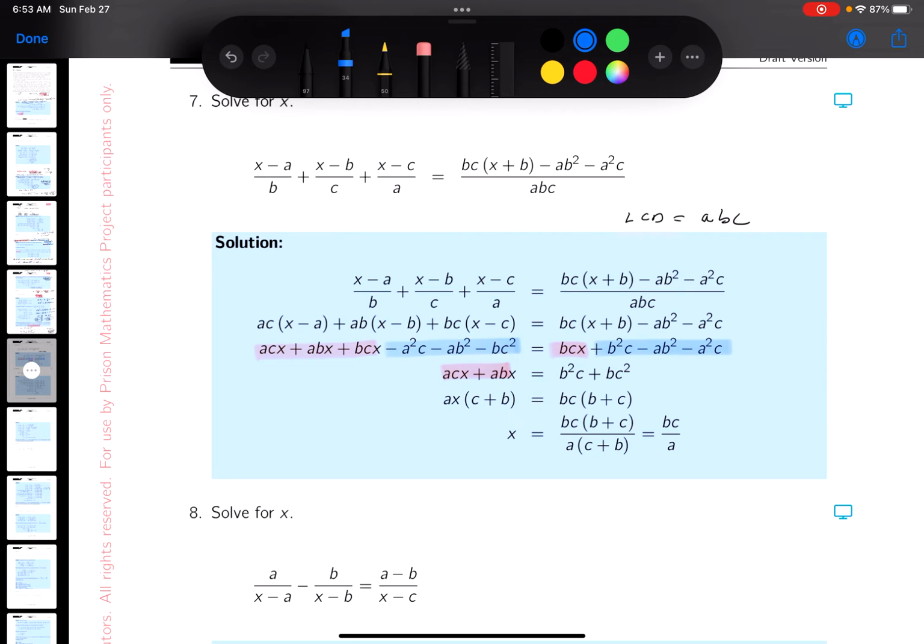And if you were to look at that, let's see what you get. Well, I noticed some things disappear, like the minus A squared C just disappears, and the minus AB squared disappears. And what are you left with? You're left with B squared C plus BC squared. So I see that.